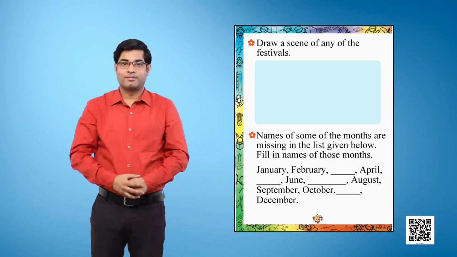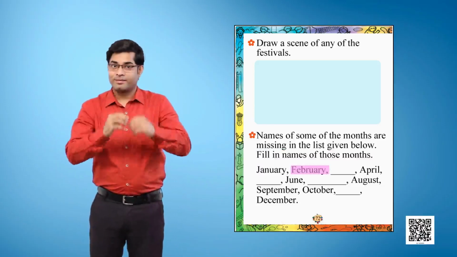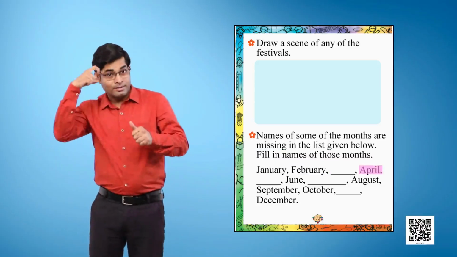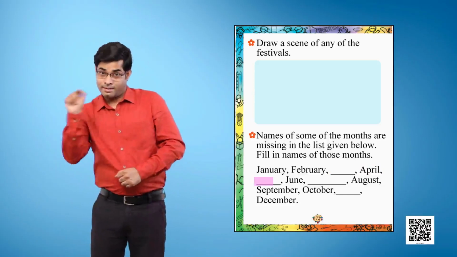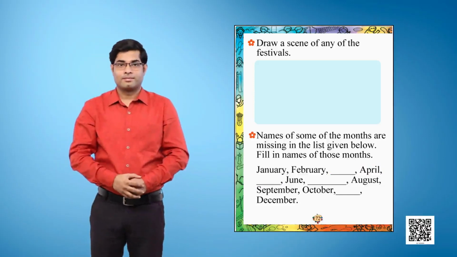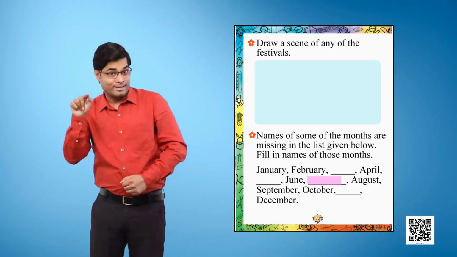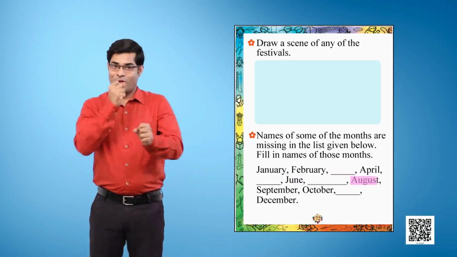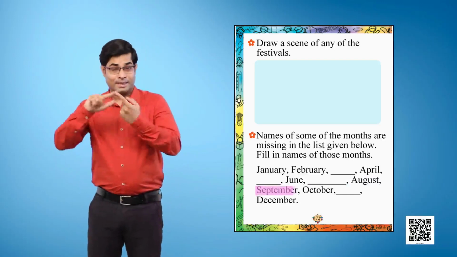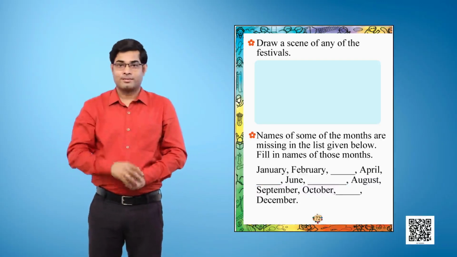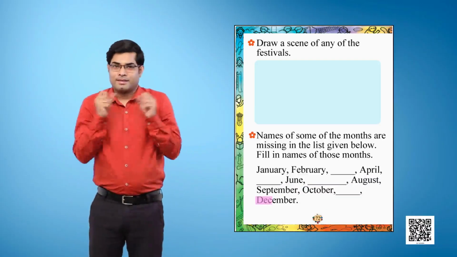January, February, dash, April, dash, June, dash, August, September, October, dash, December.